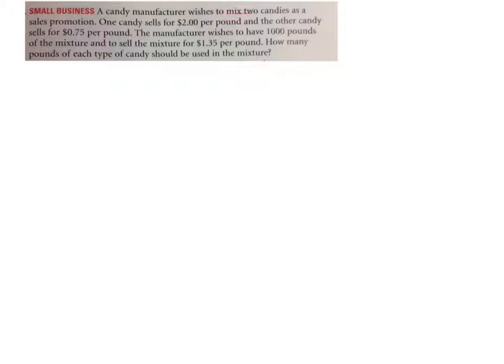So we're mixing two candies. There's one candy that sells for $2 per pound, so we'll call that candy X, and it's $2 per pound. Okay? And then we have a second candy that sells for 75 cents a pound. So Y is going to be 0.75 per pound.